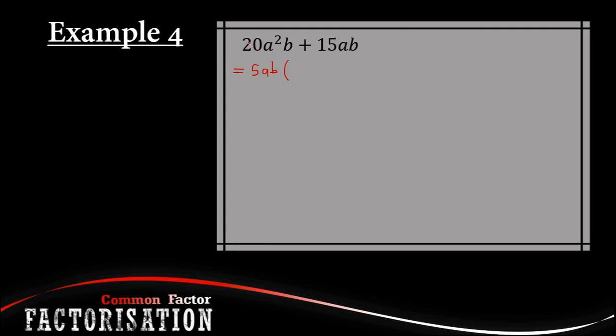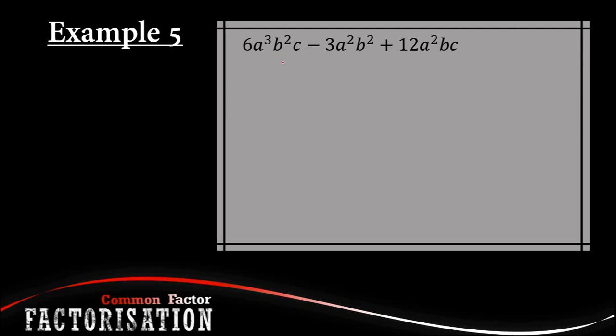If we take out 5, we're left with 4. 20 divided by 5 is 4, and if you take out 1a, there's another a left, and we've taken the b out. Then plus, and then 15 divided by 5 is 3. We've taken out a and b, so 3 is the only thing that's left in that term.